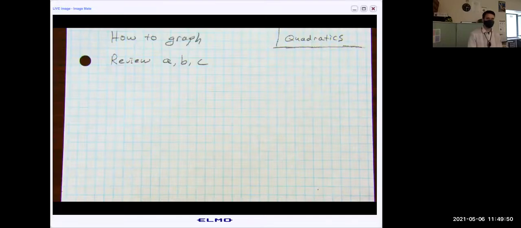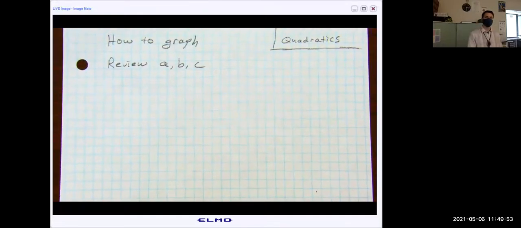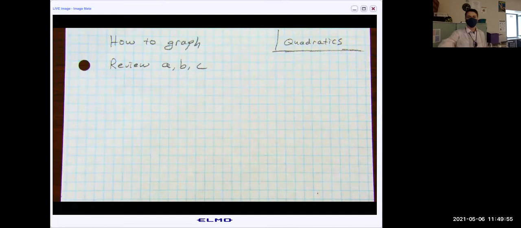Going to be talking about how to graph. So there's your title. There's kind of our purpose today. And we're going to talk about how to graph. Before you graph, you need to do a little bit of a review of A, B, and C. And let me give you an example problem.